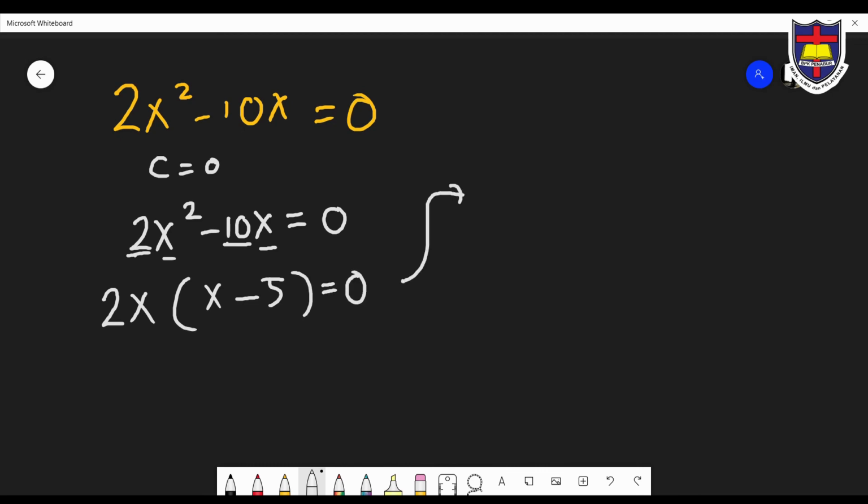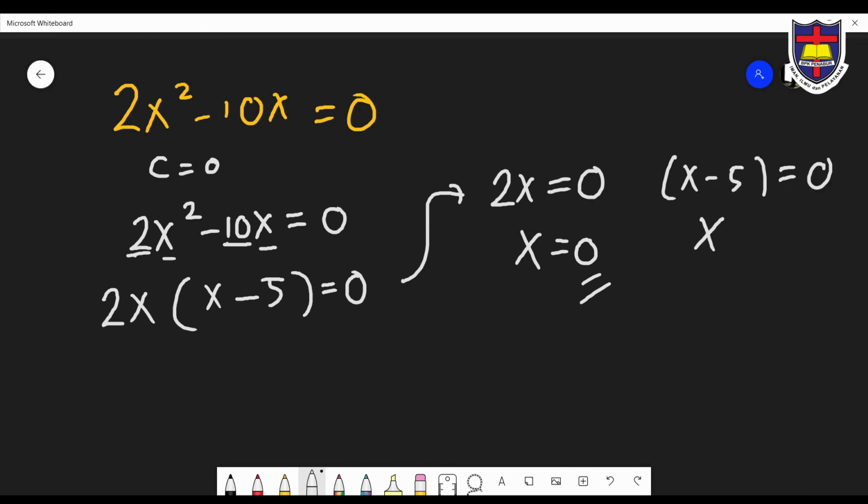So we can write 2x equals 0, so x will be 0. This is the first root. And then x minus 5 equals 0, so x equals 5. So the roots of it will be 0 and 5.